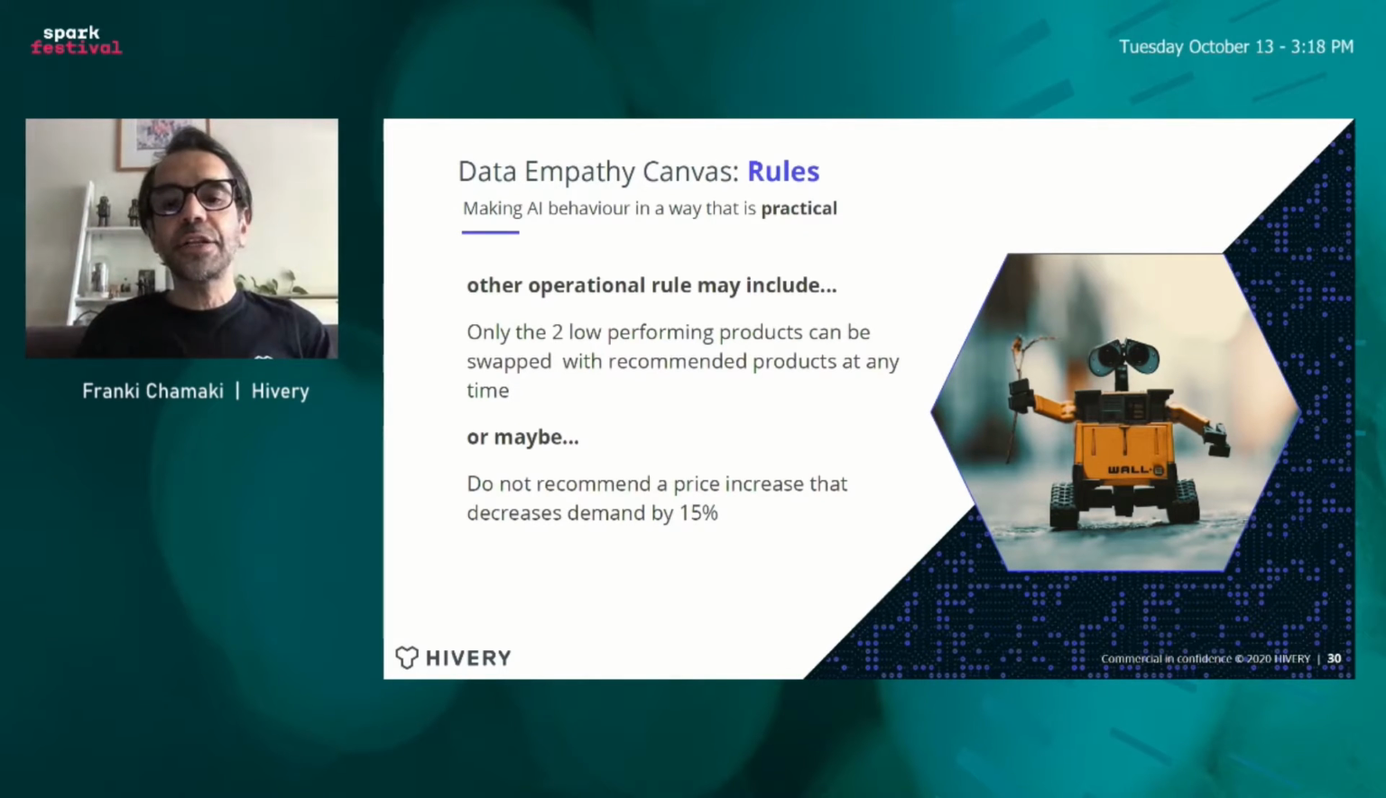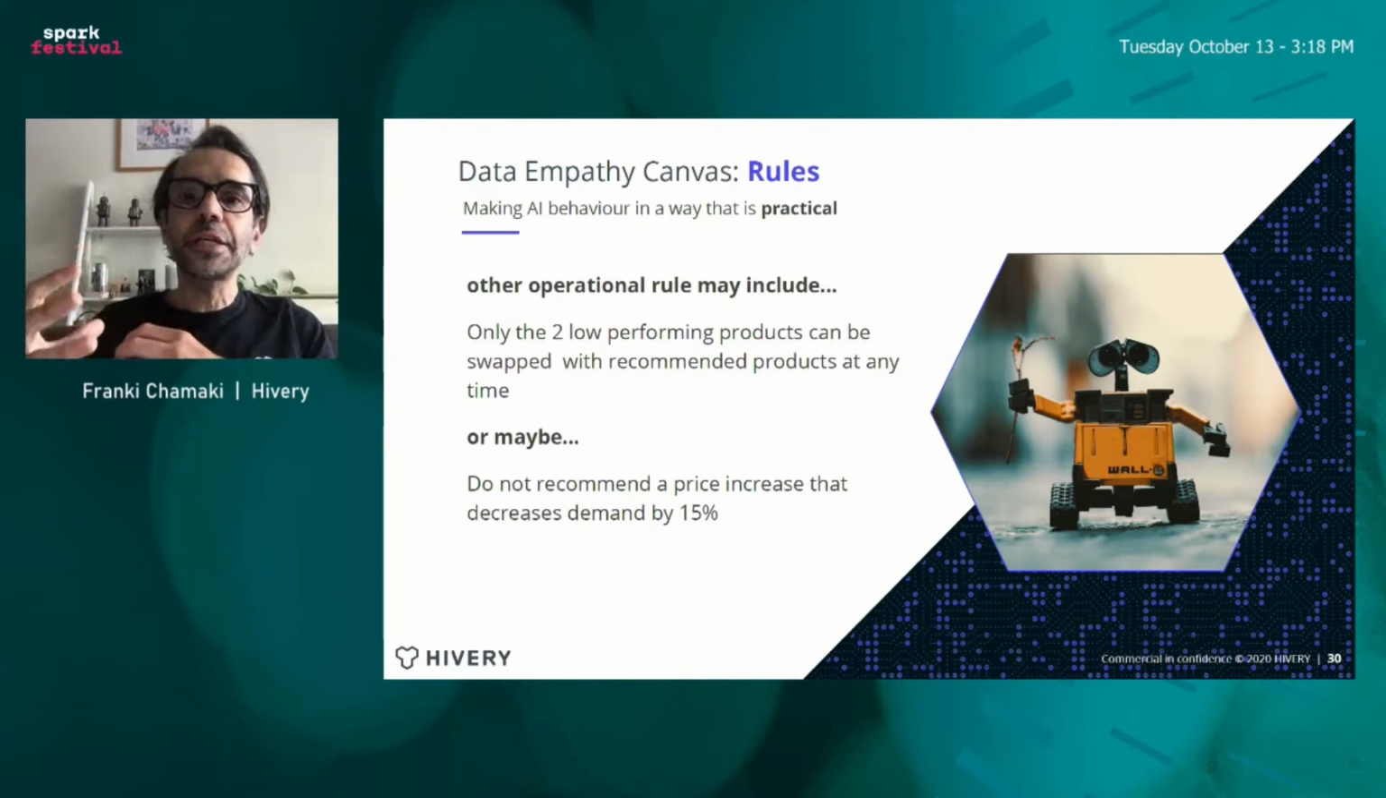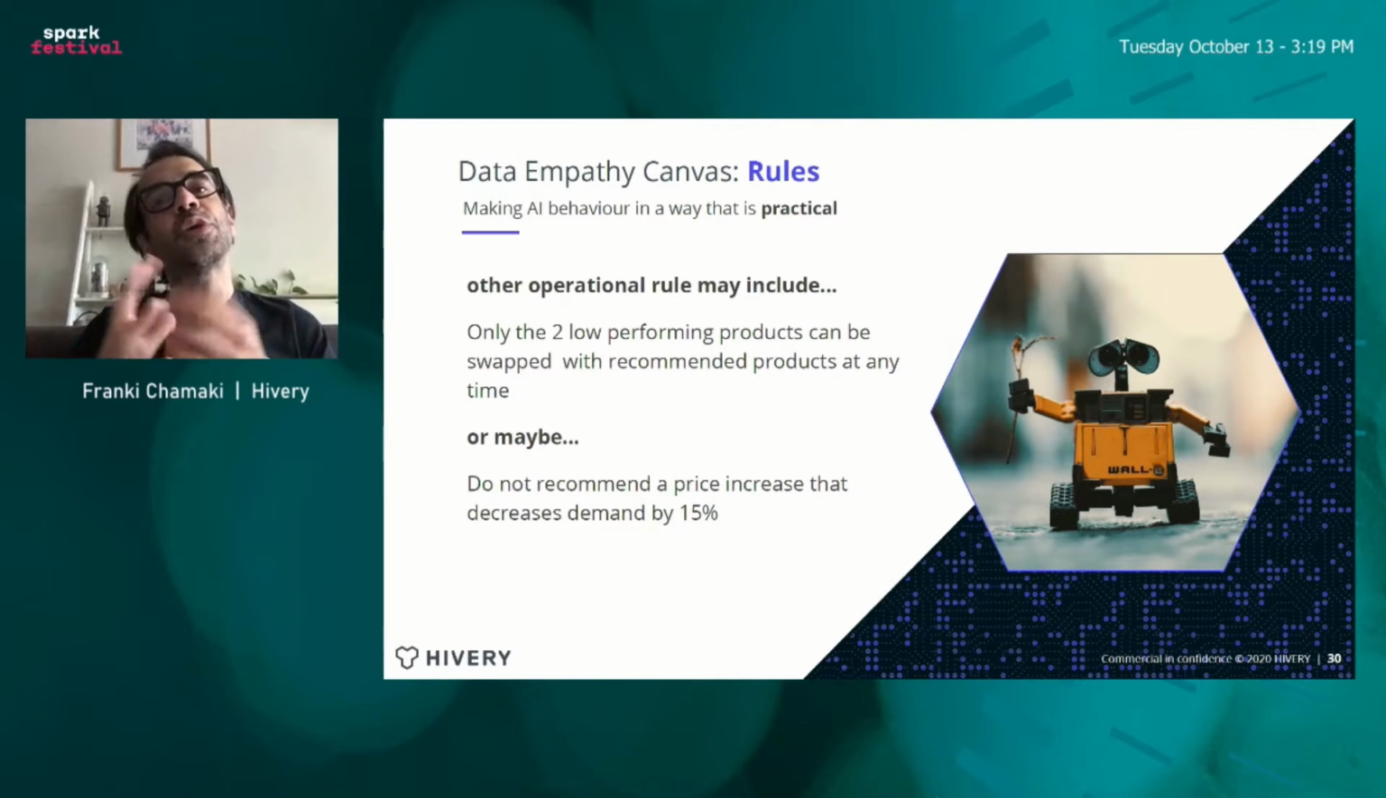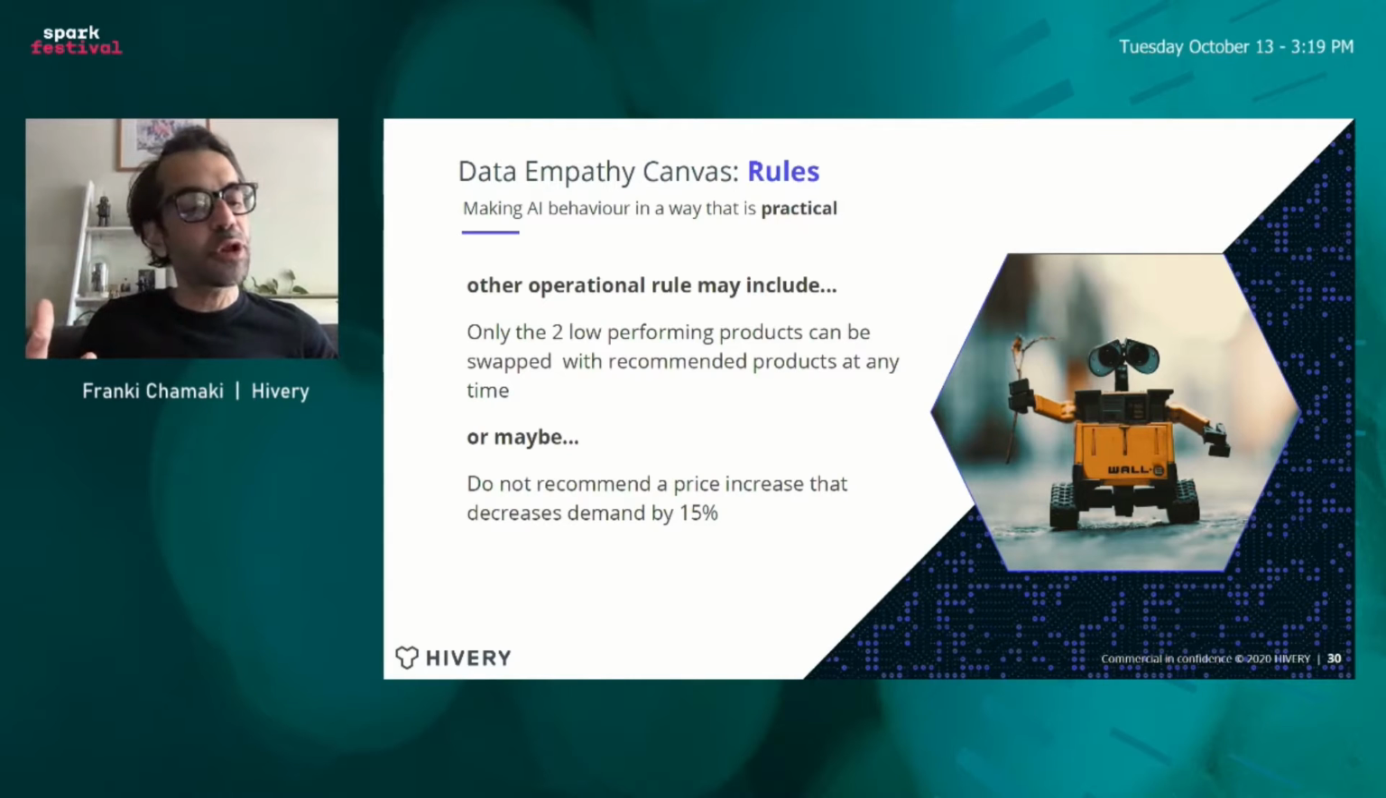Another one might be a contractual rule that you don't drop the volume sold of a product by more than 15%. You want to increase price and revenue, but if you increase price, demand will drop, and you don't want it to drop so much that people won't buy that product in the vending machine, because contractually you need to sell certain amounts per month or per week.